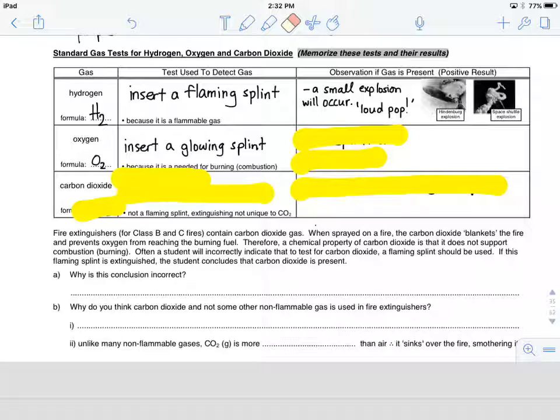And of course, oxygen is required when things burn. So if there's oxygen in there, all these little embers are going to do what? Yeah, they're going to ignite. So a glowing splint, if you insert it into oxygen, will re-catch on fire. Okay? The splint will reignite.